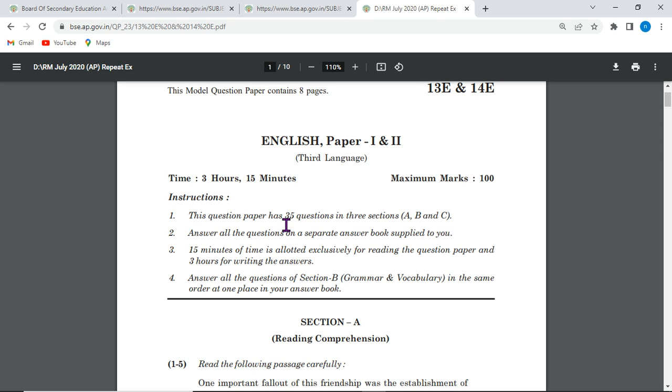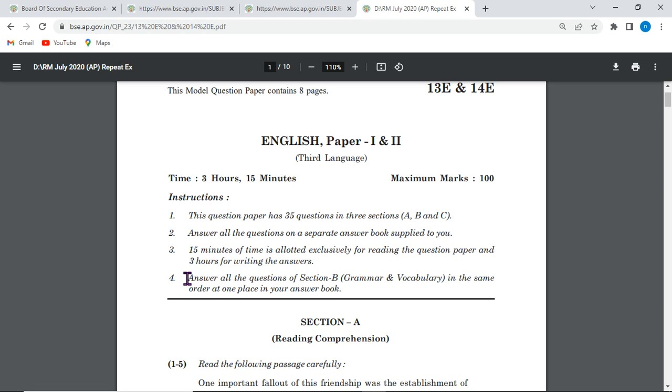So this question paper has 35 questions which are divided into sections A, B, C. Section A meant for reading comprehension, section B meant for grammar and vocabulary, and section C meant for creative expressions. Answer all the questions on a separate answer book supplied to you. So there will be a single answer booklet which will be supplied to the students, and there will not be any additional answer scripts provided to you, and 15 minutes exclusive extra time for reading the question paper and understanding the contents of the question papers.